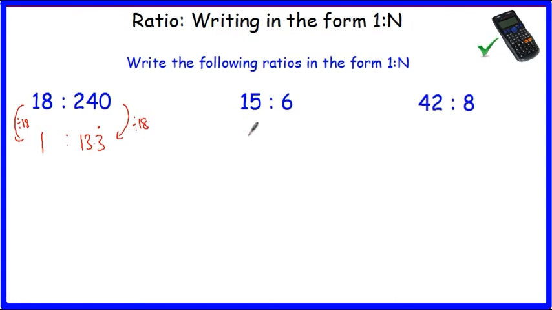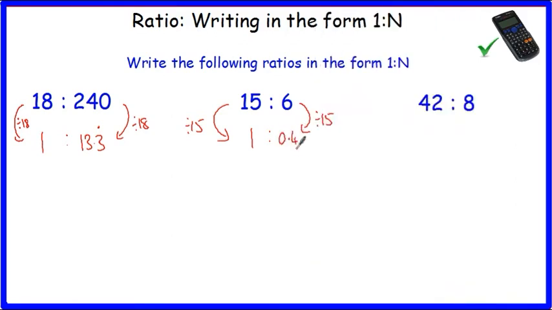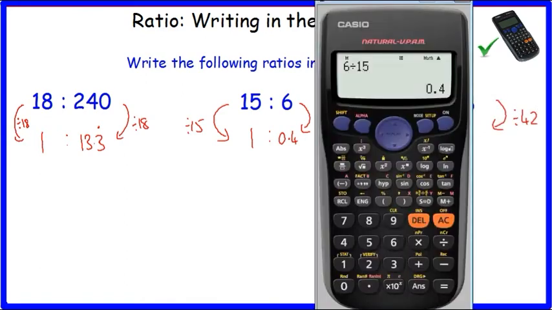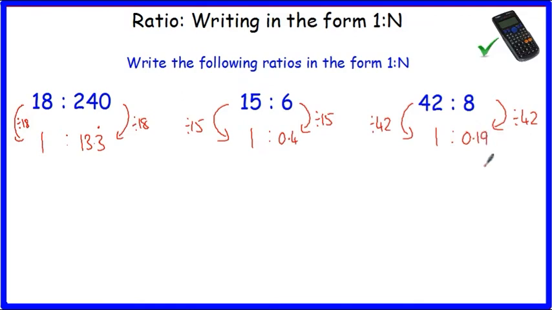15 to 6, 1 on this side. That's divided by 15. So 6 divided by 15 will give me that answer, 0.4. And 1 is divided by 42. So I divide that by 42. Gives me 0.19.